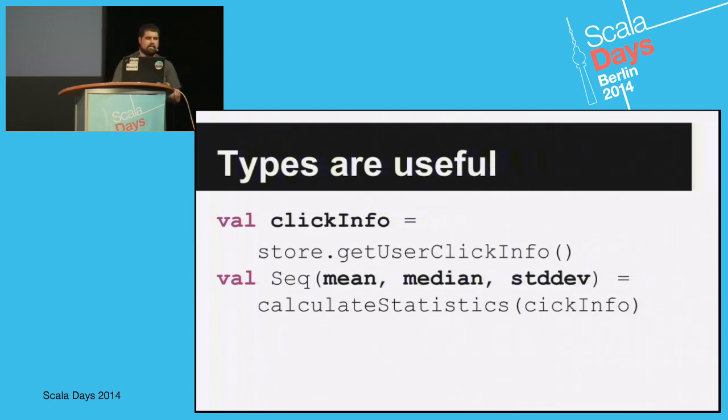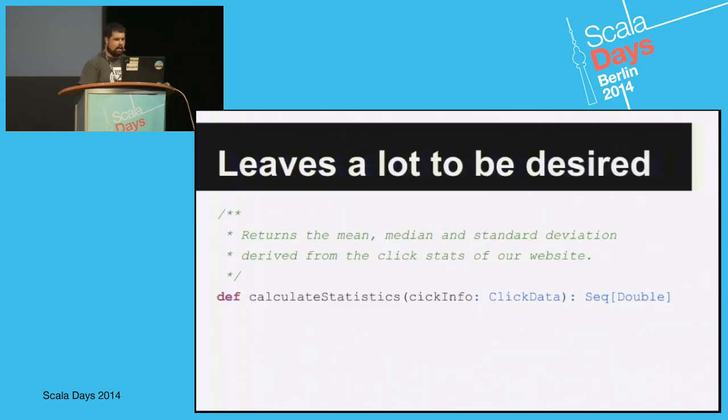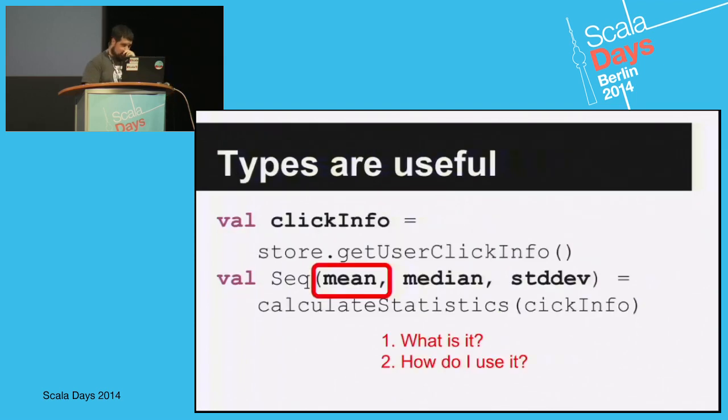But when I write code like this, it doesn't really have a lot of meaning. I don't know what click info is, and this calculate statistics is really sort of arbitrary. There's a lot left to figure out. To figure out what that code just did, we go and look at the documentation. Instead, since I'm an SBT guy, we just go look at the source code and look at the docs in there. Here we're looking at the API for the method, and it says it returns the mean, median, and standard deviation in a sequence. So we're going to get a sequence with the mean, median, and standard deviation in it. That's okay. Now we know what the API did.